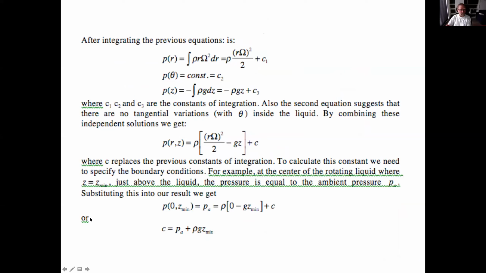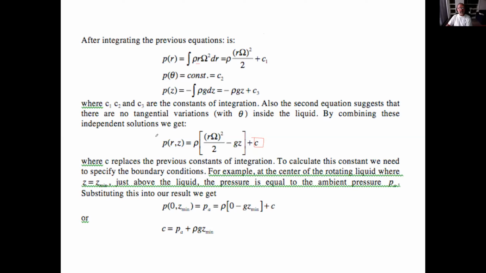Let me get the pen before I mess it up again. So we have r here, and then we integrate with r, so we end up with r squared. So now we put it in, and then we have a constant of integration. To the tangential direction, as I said, nothing happens, it's constant. And P_z is exactly what we had before. So we combine these two results, and then we assume that this constant represents C1 plus C2 plus C3, and we end up with this formula.